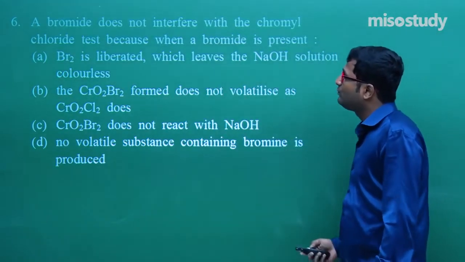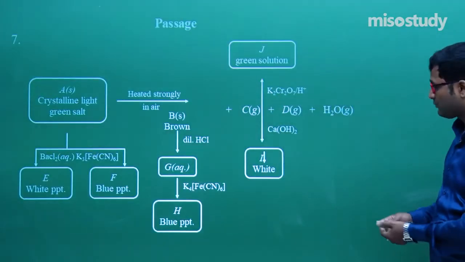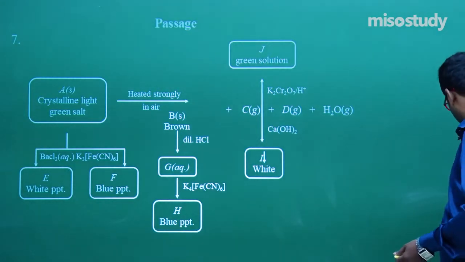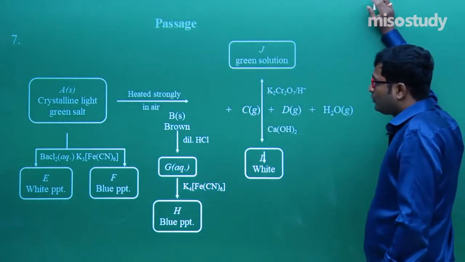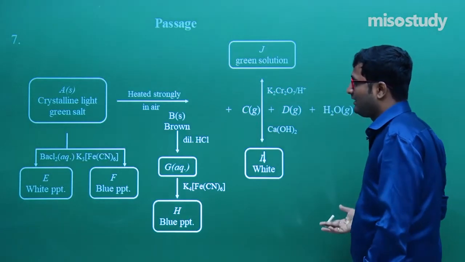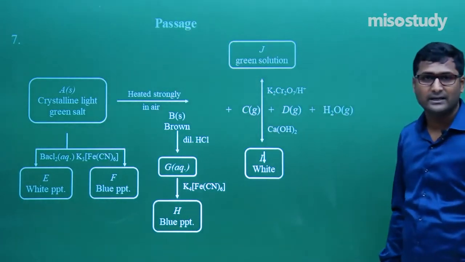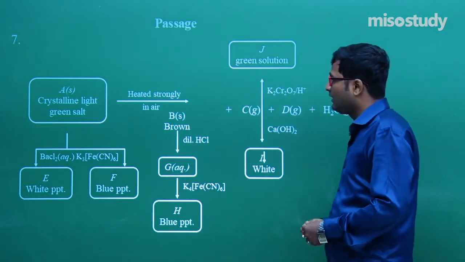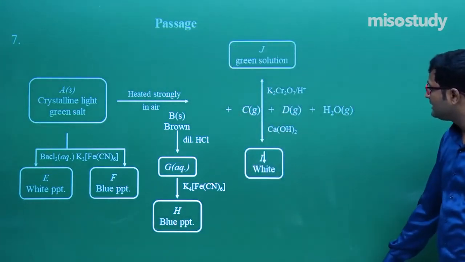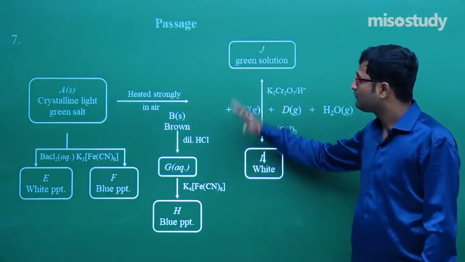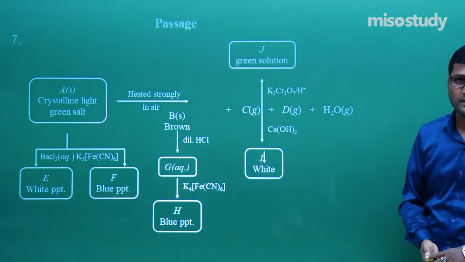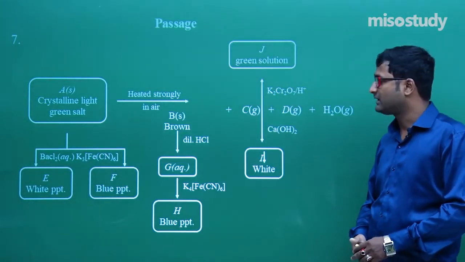Now let's move to the next question. This is a passage type question. Wait for a moment. Now, wait friend, what to do? Look at it, read the question. A crystalline light green salt. A light green salt, that is definitely the presence of iron. The salt heated in air gives B, C and D. Look at the questions clearly, think on it, then we'll move towards the next. Clear friend? Check it out.